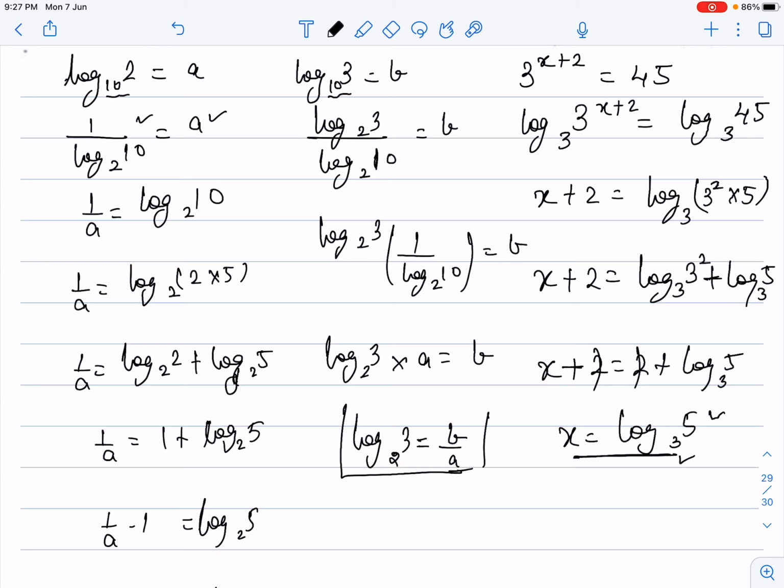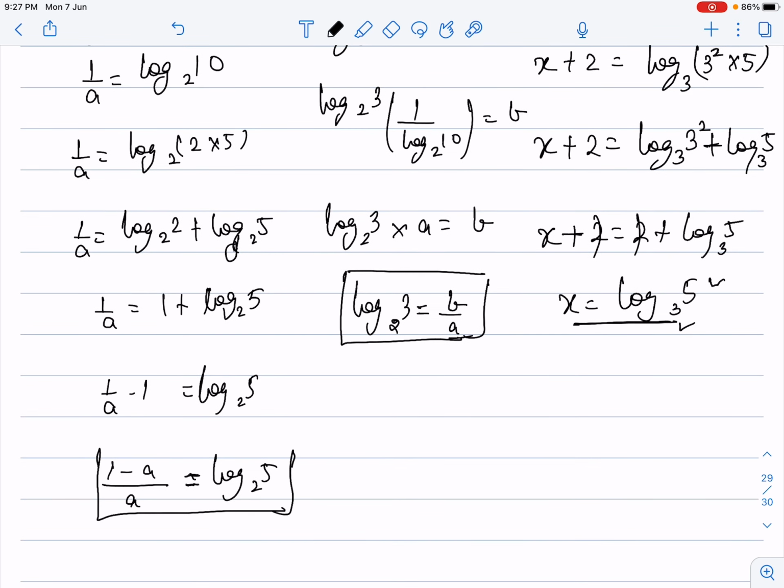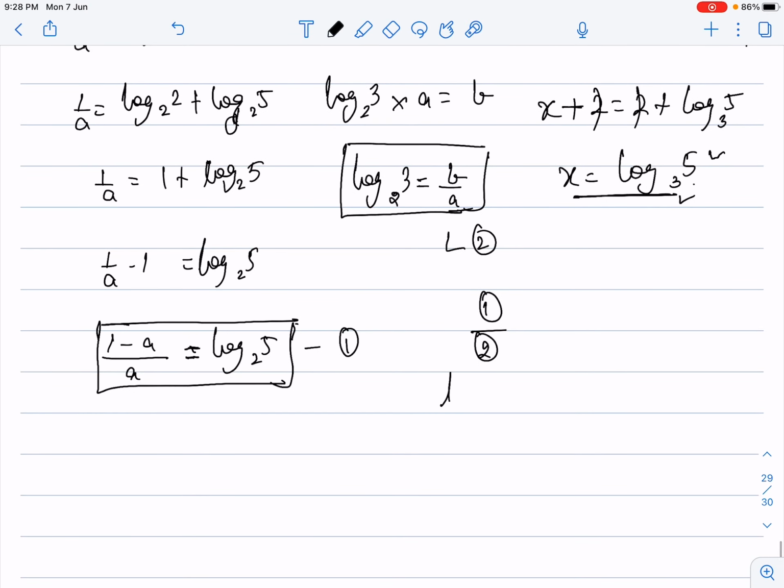So log of 3 base 2 we know, sir. Log of 5 base 2 also we know. Now how can I use these two values to get the value of log of 5 base 3? Guys, just divide the first expression and the second expression. Log of 5 base 2 divided by log of 3 base 2 can be written as log of 5 base 3, and those values we already know, that is 1 minus a divided by a, whole divided by b divided by a.